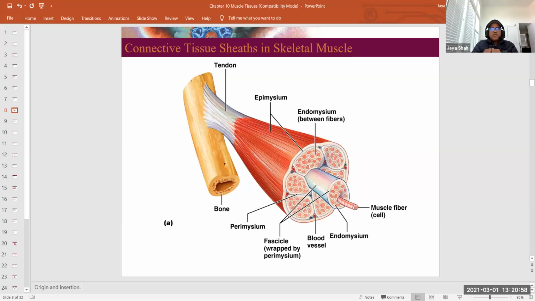When the muscle contracts, the insertion is pulled towards the origin of the muscle. That's how you decrease the length of the muscle during muscle contraction. The muscle is attached to bone, not directly through the fibers, but indirectly through a bundle of connective tissue, and that is called a tendon.